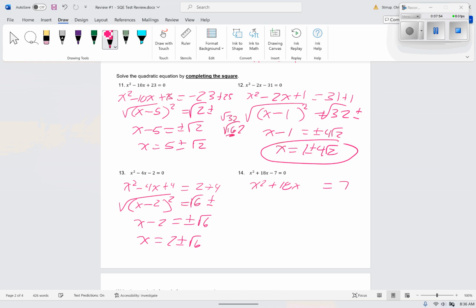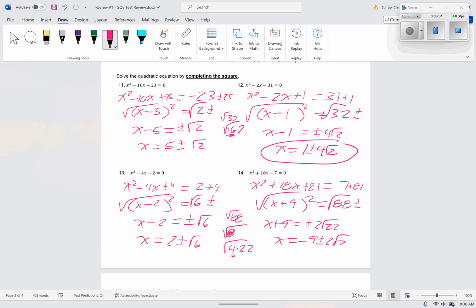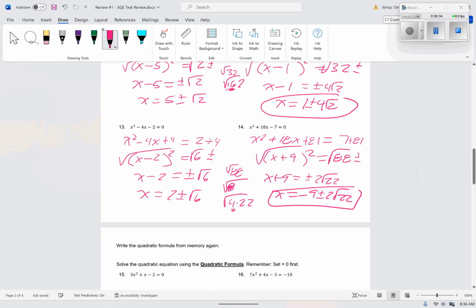So add 7 to both sides, leave the space, set up your parentheses. This middle sign comes down. Half of 18 is 9. 9 squared is 81. Add 81 to both sides. So I get 88. Root. Don't forget the plus minus. X plus 9. Root 88 is going to break down to 4 times 22. Square root of 4 is 2. So plus or minus 2 root 22. Subtract 9 from both sides. And there's your answer.